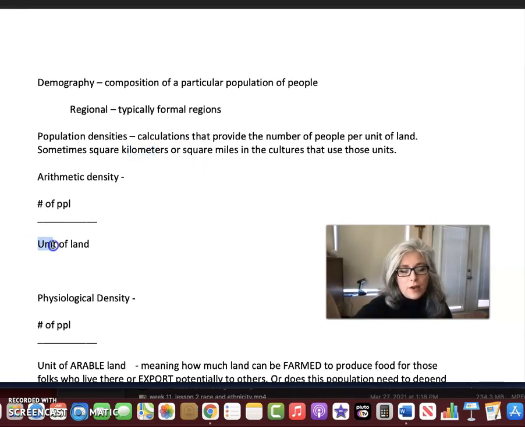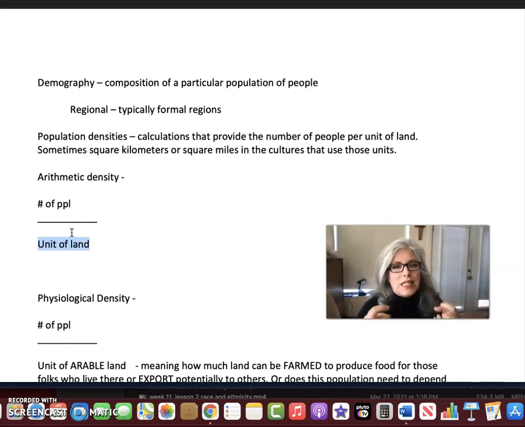So if you wanted to calculate the population density of Little Rock, you would get the number of people, which is something like 200,000, just a little bit more than 200,000, and the number of square miles, and you would divide this. So I have this little line in between it, and this is a little bit of math that we do in geography class, but you divide this and you come up with the number of people per square mile, for instance.